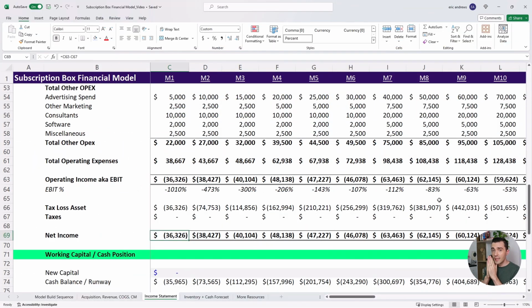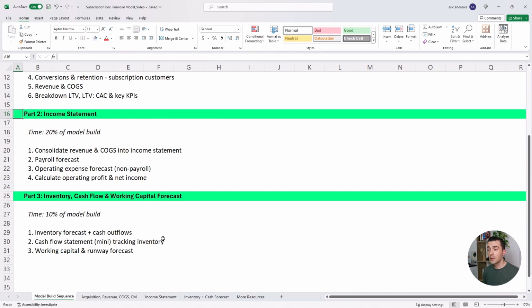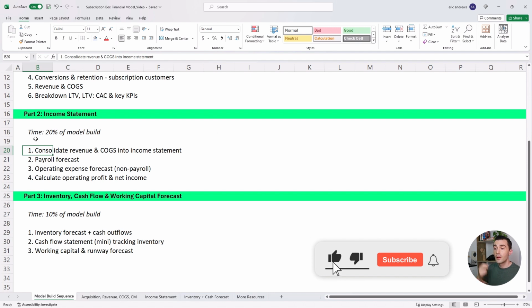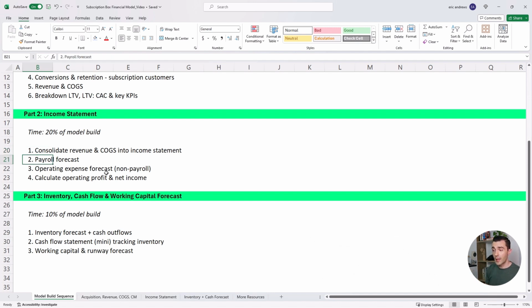So now what I want to do is start to think about cash in and out, and start to think about our inventory forecasts. So let's go back to our sequence. We have consolidated the revenue and the COGS into the income statement. We forecasted the payroll. We forecasted the operating expenses, and now we calculated profit and net income. So let's dive into part 3, where we talk about inventory, cash flow, and working capital forecast.